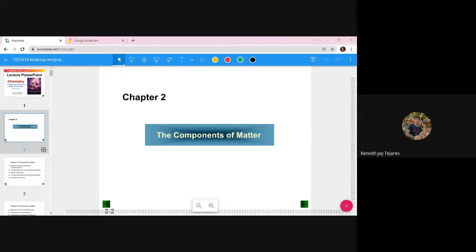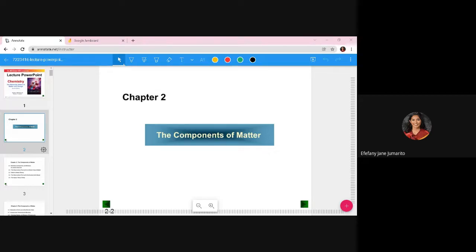Matter is anything that occupies space and has mass. Okay, so very basic, when we are asked what matter is, that is what we should answer: anything that occupies space and has mass. So everything you see is matter.